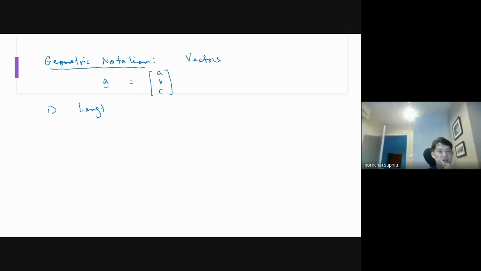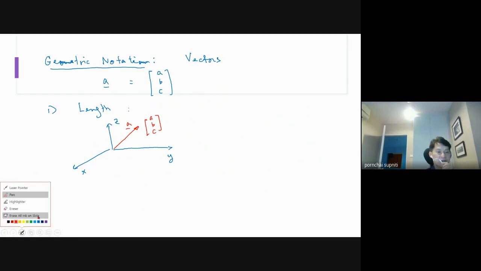The first one is length. If we have a vector ABC and we want to find the length, what is it? You can associate this with vectors in general, right? If you have a vector space of XYZ, maybe A is just somewhere here, and it's equal to ABC, where X is equal to A, Y is equal to B, and Z is equal to C. So when we want to find the length of our vector, what do we mean?